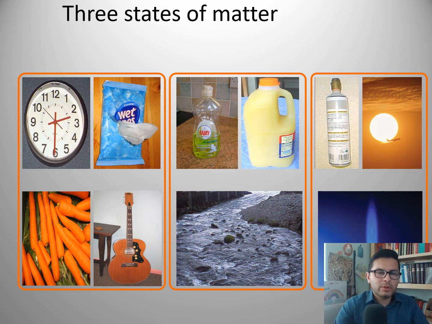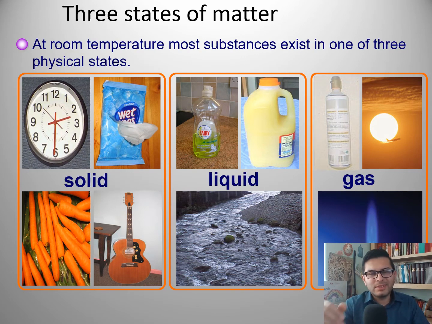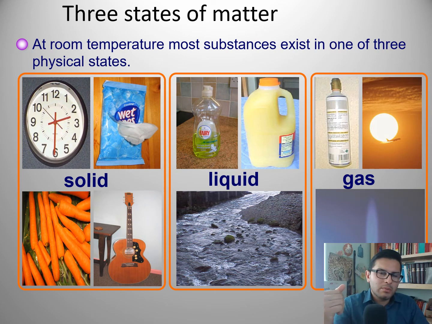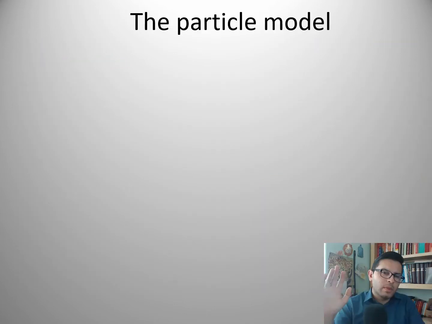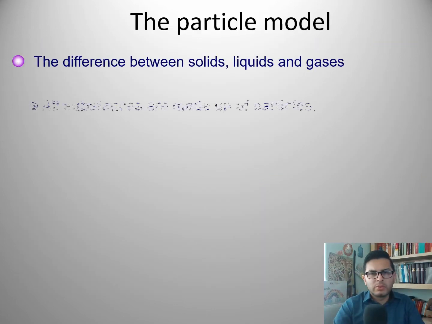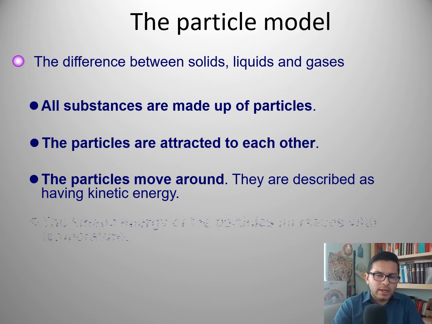Please bear with me through this section because it may seem a little bit redundant, but most things at room temperature, which is the temperature that your house is normally at, exist in one of three physical states. Either they are solid, or they're liquid, or they are gas. And those are the three that we're going to be talking about today. But there are more. What is the difference between solids, liquids, and gases?